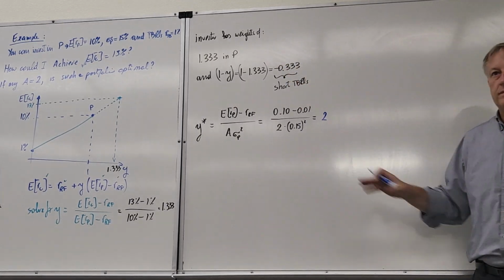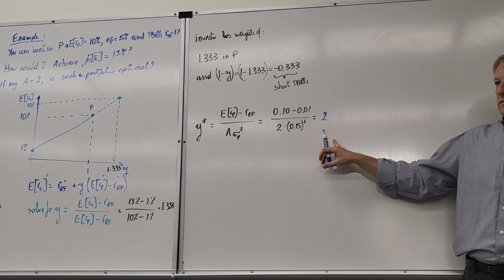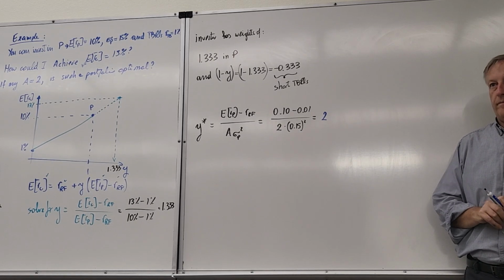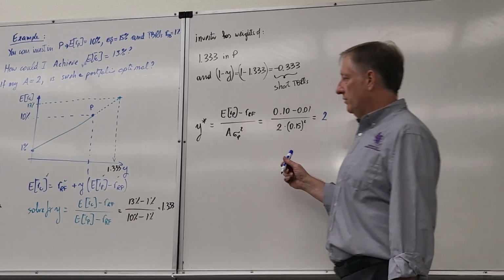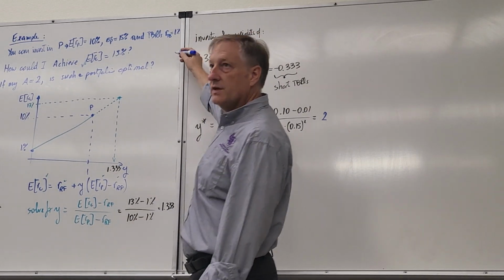So what does it mean? It means for the optimal portfolio to achieve maximum satisfaction, you need a weight of 2 in the risky asset. So what would be a weight of 2 for this thing? The weight of 2 will be even farther out, somewhere around here.